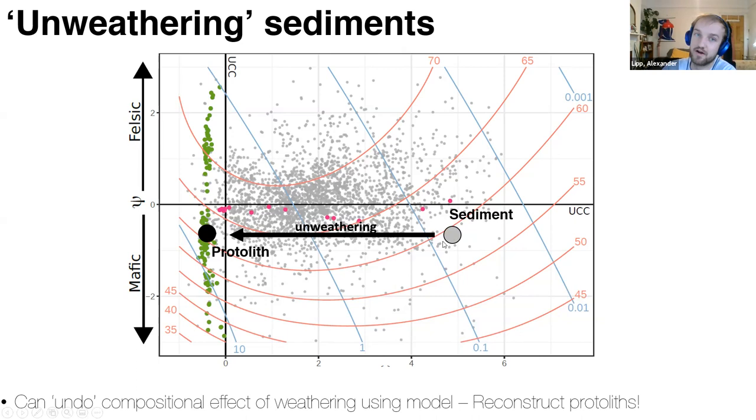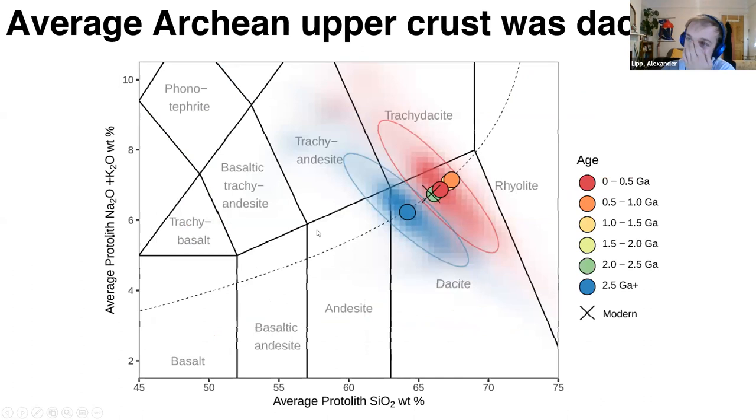So then we can calculate not just whether the Archean protolith was more mafic or not, but we can actually calculate their full elemental composition. And this is what's represented here. This blue sample represents the reconstructed protolith for Archean sediments projected onto a total alkali silica plot, which is just a standard igneous rock classification diagram I'm sure many of you will be familiar with.